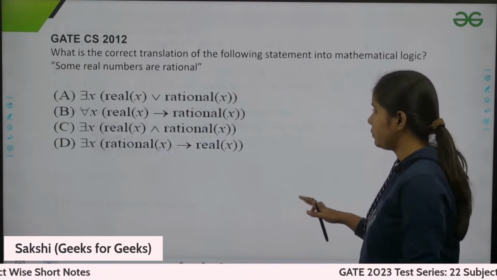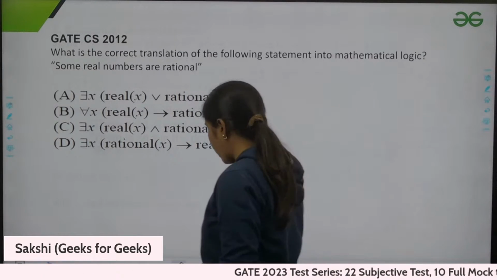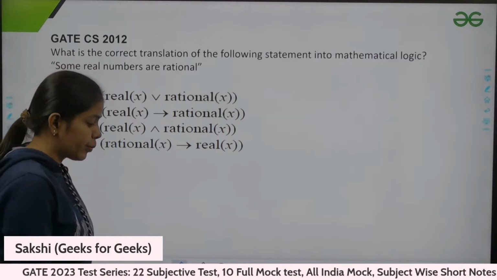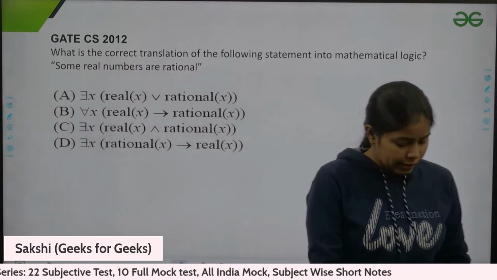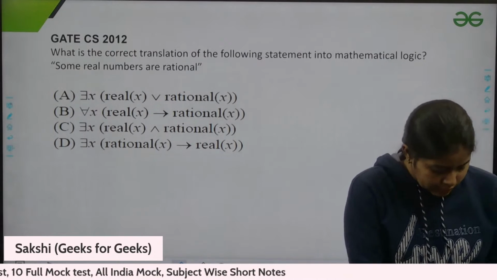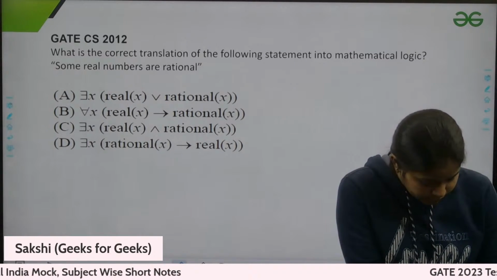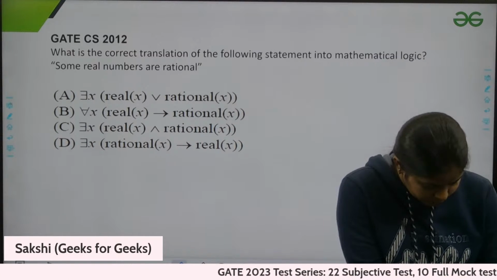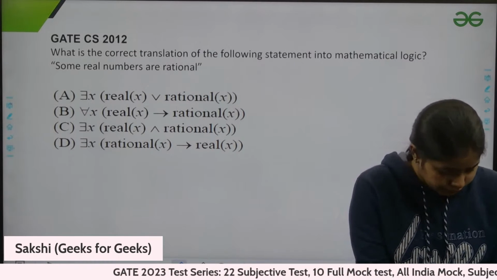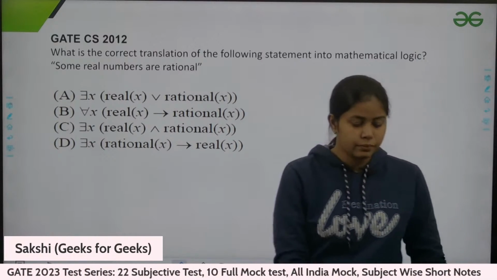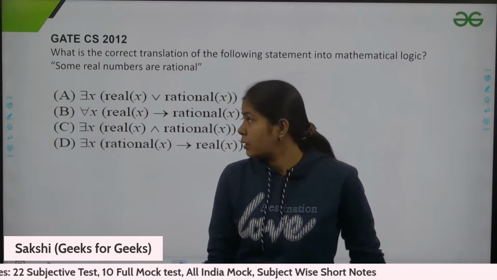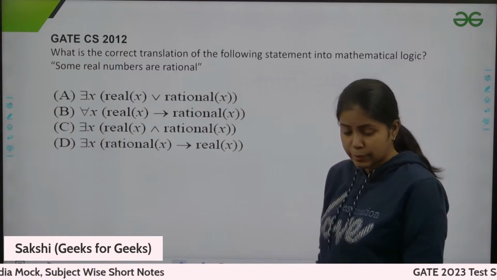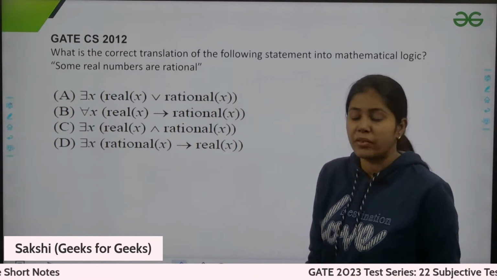Okay. Now let's see this question. Now what I have to do, I have to convert this statement into propositional logic. I have to translate this English sentence. Anybody from the chat section can tell me what will be the answer here? Can anyone tell me what will be the correct translation of the statement? Some real numbers are rational. The statement is some real numbers are rational.